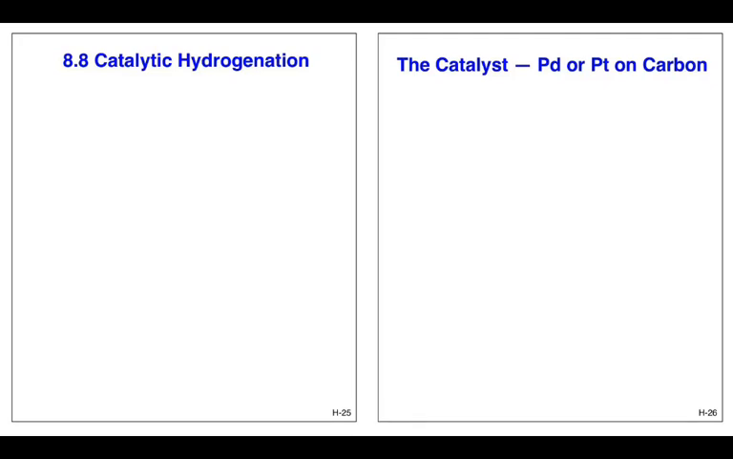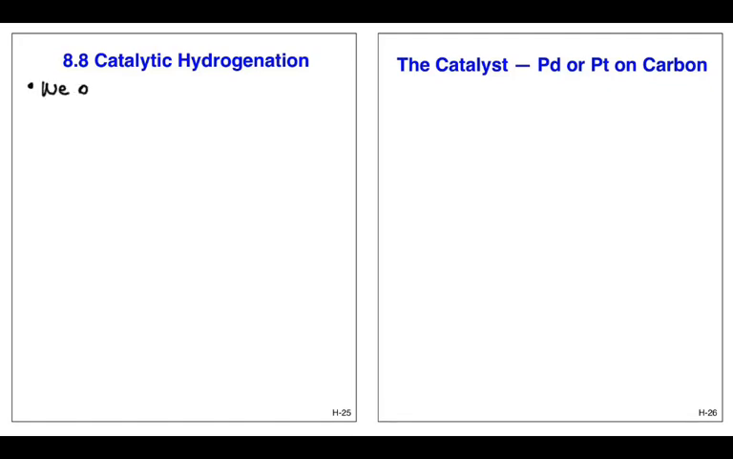Over the last couple of lectures we have learned how to add different things to a carbon-carbon double bond, right? Things like water in different ways, either in Markovnikov fashion or anti-Markovnikov fashion, or things like HCl, HBr. Now today we are going to learn how to add different things. We're going to start by adding hydrogen, H2, to a carbon-carbon double bond. This type of reaction is called catalytic hydrogenation.